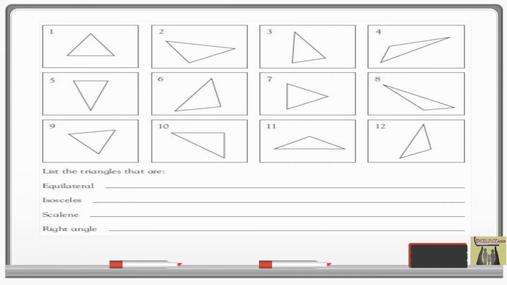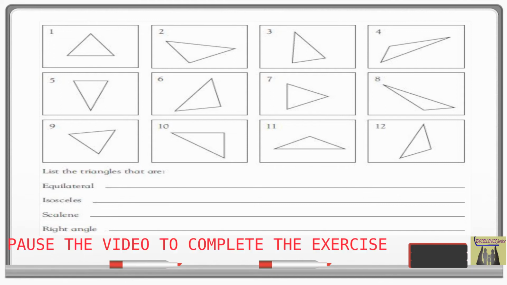Look at the triangles and write their numbers in front of their names. Pause the video to complete the exercise.